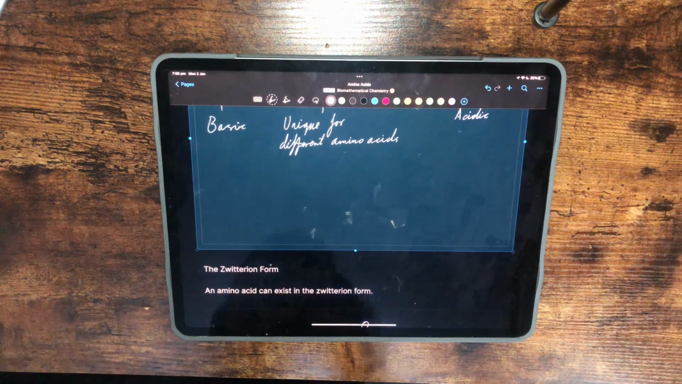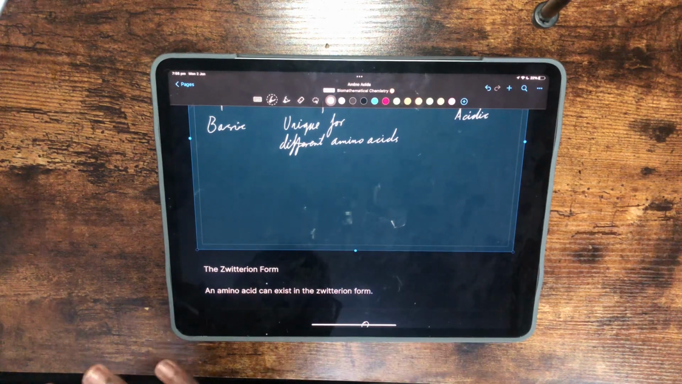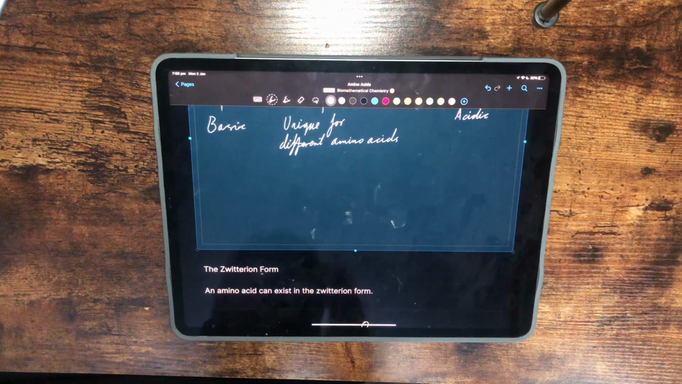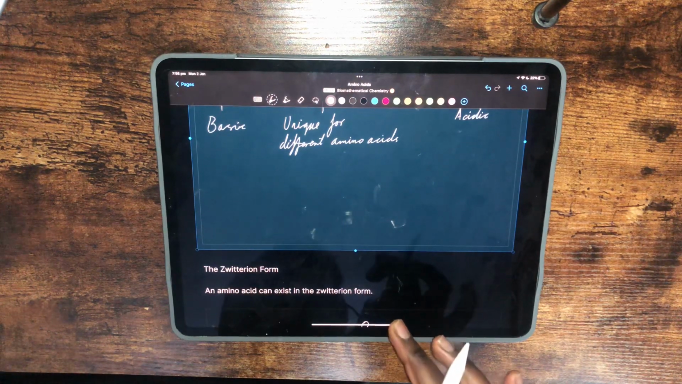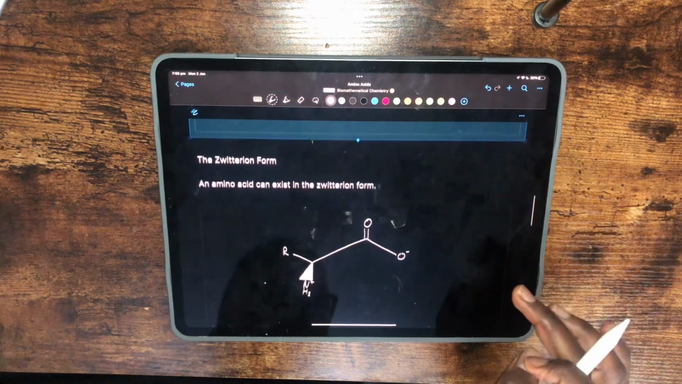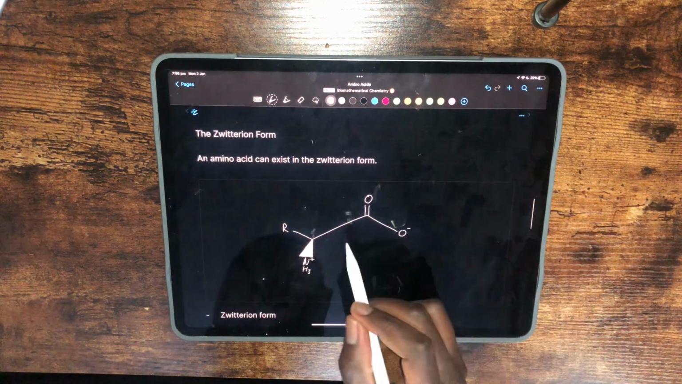Anyway, the zwitterion forms. Now, this part you definitely wouldn't have learned about, so I'm going to go through it and try to make it as clear as I can. An amino acid could exist in the zwitterion form.